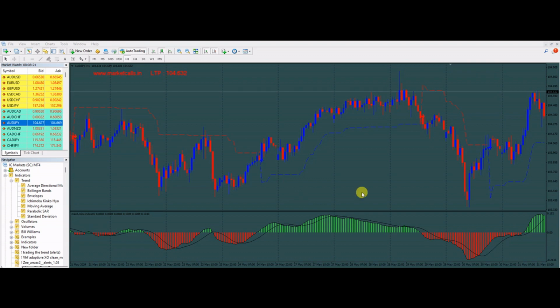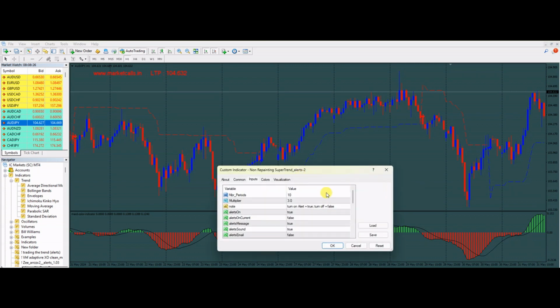So now I want to show you the settings of this indicator, so that when you have it, you will know what to do with it. You can see this non-repainting Supertrend. It will give you alerts. If you want to have alerts on your trading terminal, this works mainly for MetaTrader 4. With time, I'm going to develop a version which will work for MetaTrader 5. But this particular indicator, if you download it, don't use it in MetaTrader 5, use it in MetaTrader 4.